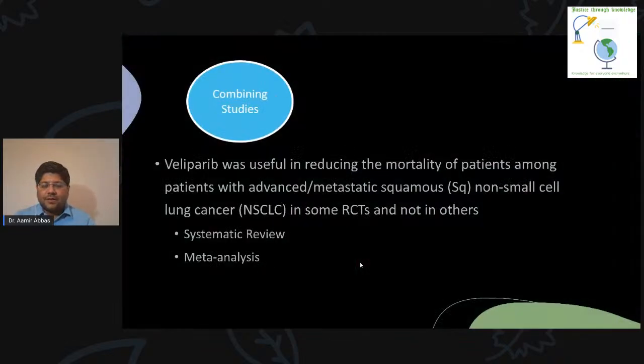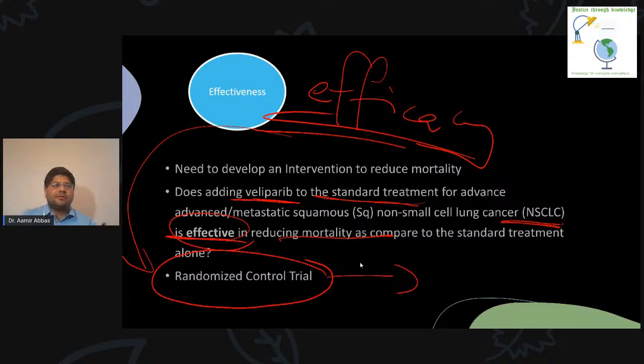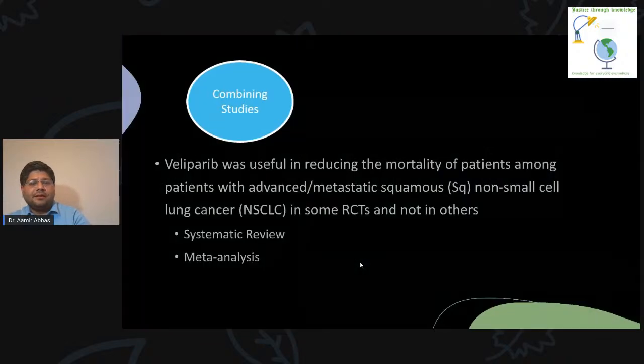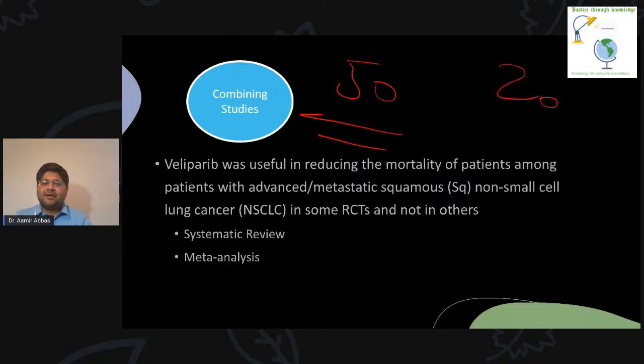And then you did a number of randomized control trials, and what you found is that some of the studies are showing that the medicine is efficacious or effective, and others are showing that it's not efficacious or effective. For example, just say for the sake of example that you found there are 50 studies and 20 of them are saying that the medicine is efficacious or effective, and 30 are showing that they're not efficacious or effective.